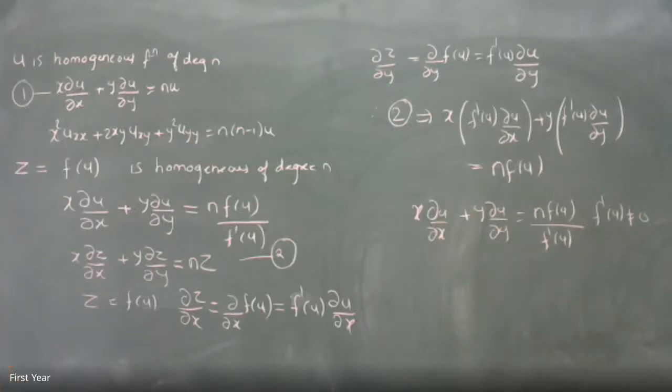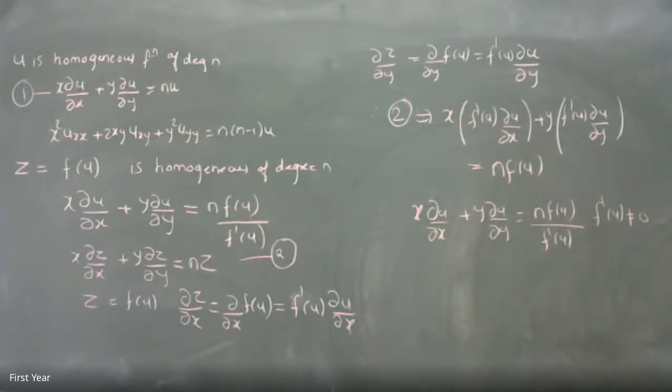Okay, so let's continue. If z is equal to f of u is a homogeneous function of degree n, then we have the revised formula for Euler's theorem. What's the formula? The formula is x del u by del x plus y del u by del y is equal to n into f of u by f dash of u. This statement will be directly asked for 1 mark, maybe they'll give you the statement and ask what's the value of this particular function.